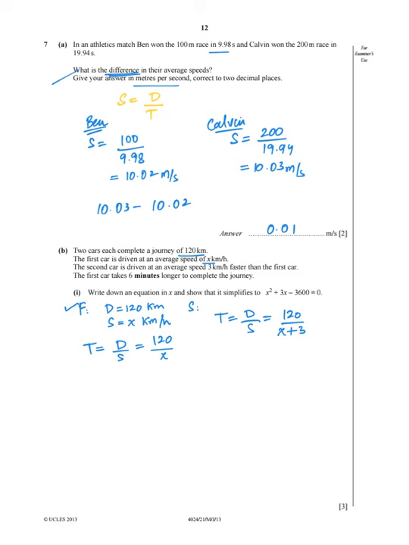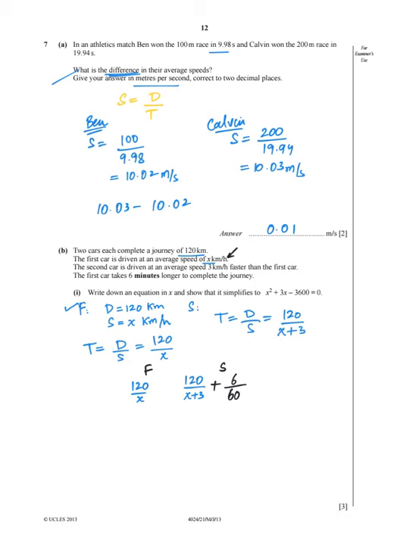Now the condition is that the first car takes 6 minutes longer. Time for the first car is 120 upon x, and time for the second car is 120 divided by x plus 3. Let's suppose the second car reaches in 10 minutes, then the first car will reach in 16 minutes because it takes 6 minutes longer. So the important step is that we need to add 6 minutes to the second car, and 6 minutes means 6 divided by 60 if you convert it into hours, because all the speeds we have are in hours.